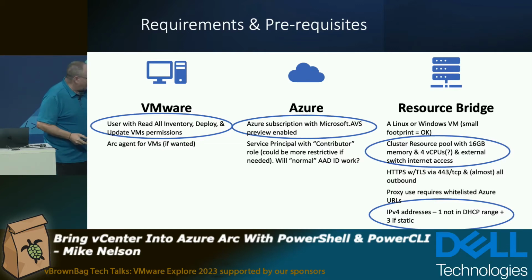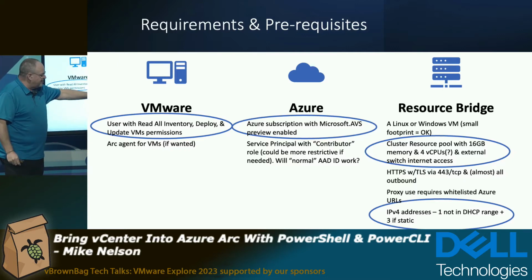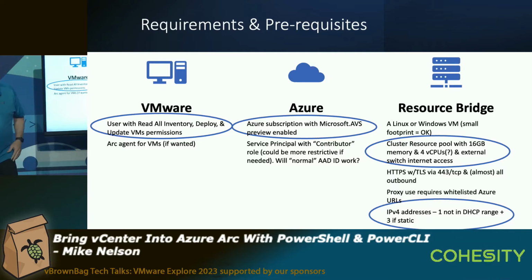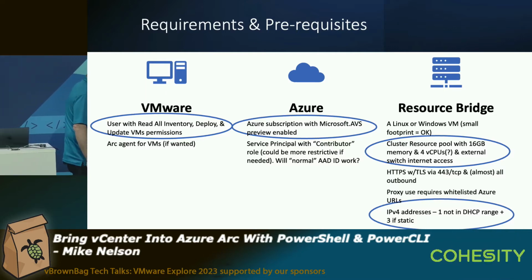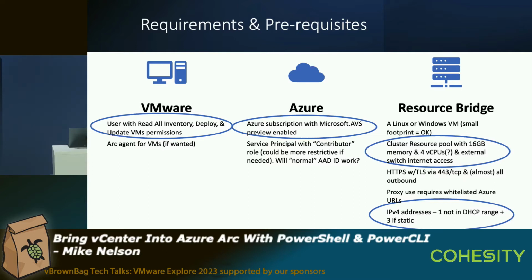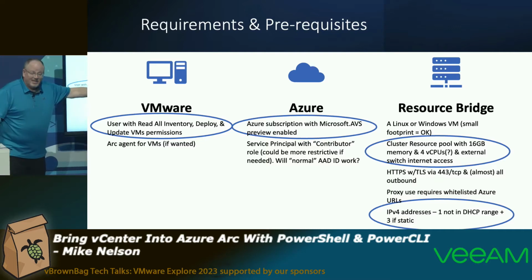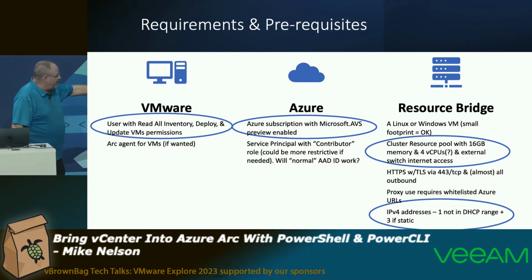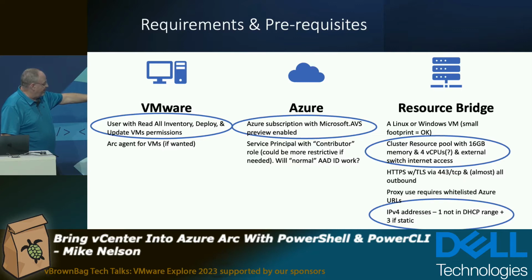Cluster resource pool, I'm not exactly sure why they give you this requirement of 16 gig and 4 vCPUs, because there's no such thing as a vCPU for the bridge. I don't quite get that, but you need a cluster pool. I've done it with 8 gig and 2 vCPU, it's not a big deal. Azure, you need a subscription, and you need to make sure you have the AVS preview enabled, along with read, all inventory, deploy, update VM and permissions. Of course, for the demonstration, I used someone who had all the permissions.